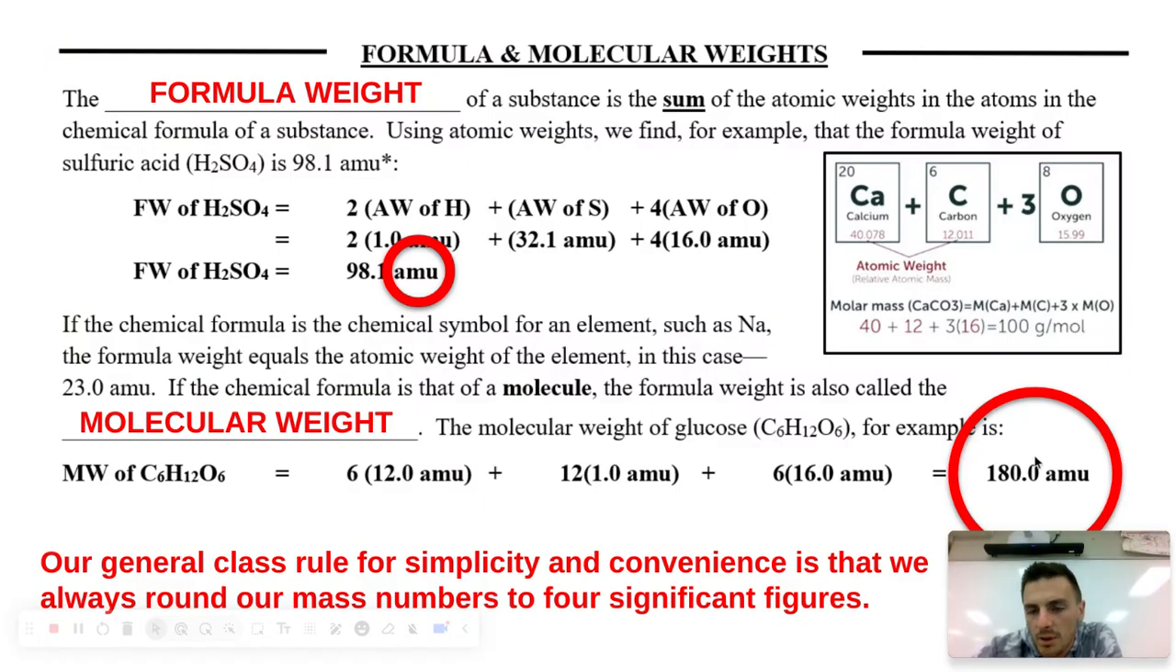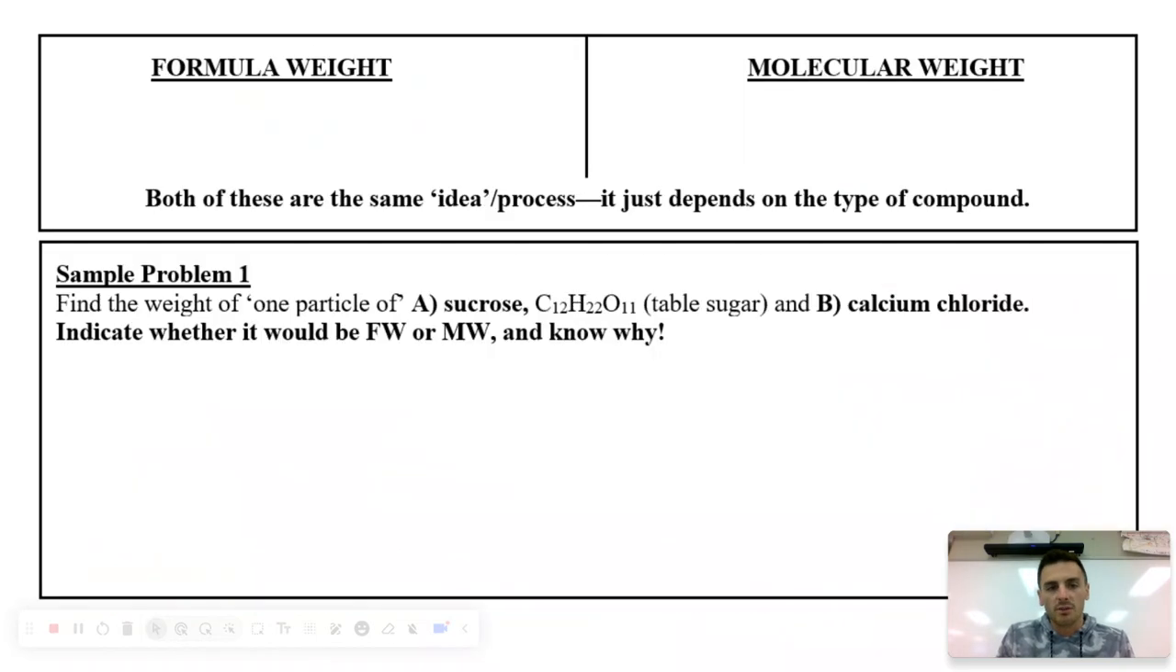So, what we'll end up doing as a class, it always drives you and me nuts when one kid says, I got 180.1, and one kid says, I got 180.2. So what our rule will be is that we will always round all of our masses from now on the rest of the year to 4 significant figures. So we won't write 180.19363, we'll round it to 4 significant figures, and we'll practice that as we go, okay?